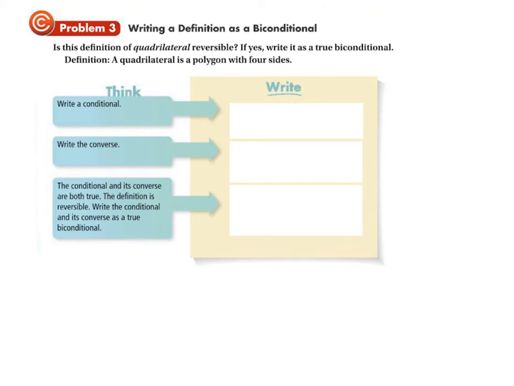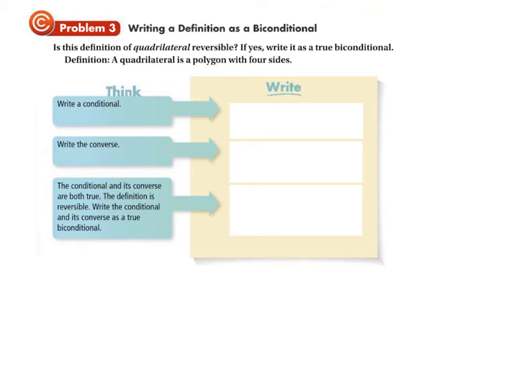All right, so we're trying to test whether this is a good definition and write down the conditional and the converse and see if they're both true is essentially what we're going to do here. So, is this definition of quadrilateral reversible? If yes, write it as a true biconditional. A quadrilateral is a polygon with 4 sides.